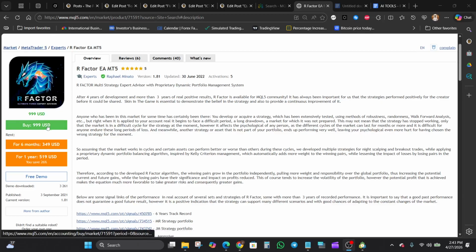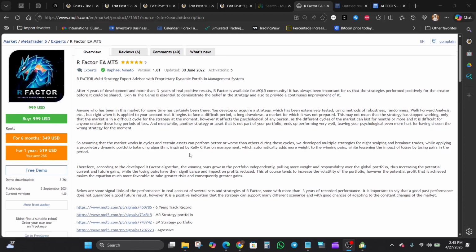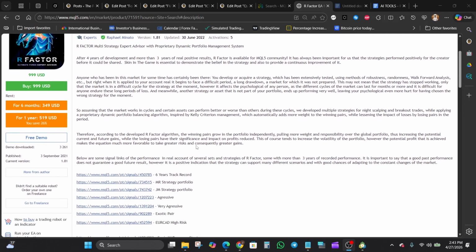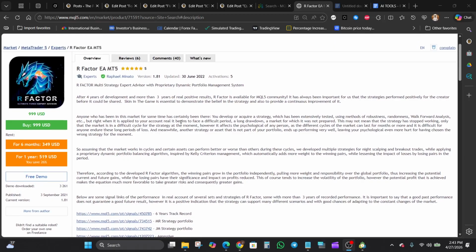Current price is 999 US dollars. Rental options are available. For 6 months, you have 349 US dollars. For a year, you have 519 US dollars. All right. So as you go through the description, you'll notice that this isn't just one strategy. It's actually a multi-strategy portfolio system. The developer emphasizes that this EA has been tested over multiple years, including live performance across different brokers and market conditions. All right. And the most important concept here is the idea of dynamic portfolio management.